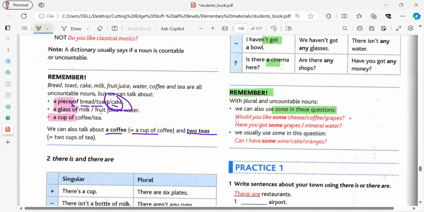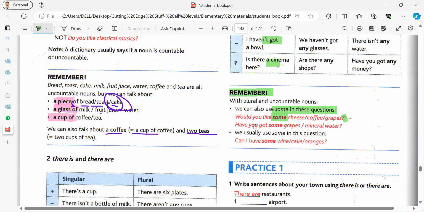Remember, with plural and uncountable nouns, we use some in questions that are offers. For example, would you like some cheese? Remember when you meet someone for the first time, you say would you like some tea? Would you like some coffee? Would you like some water? You are offering, not asking. It's not a question, it's an offer. So in this way, you can use some.